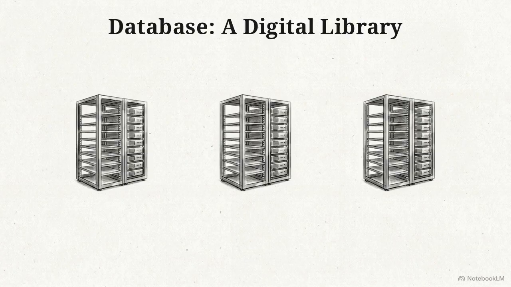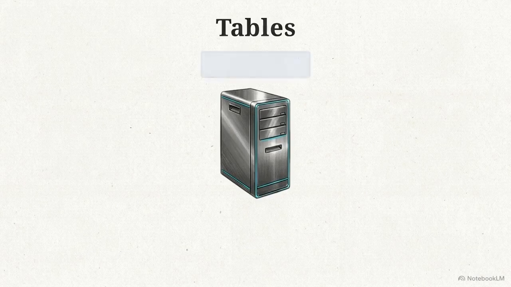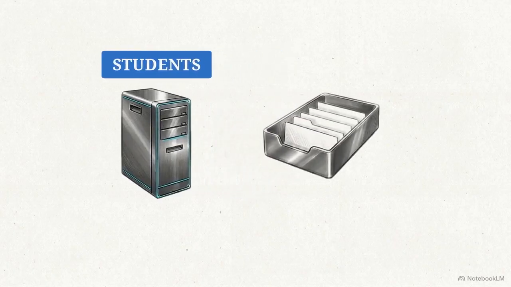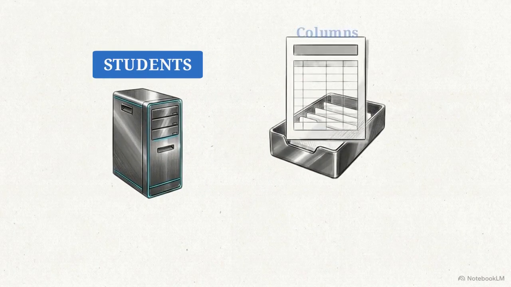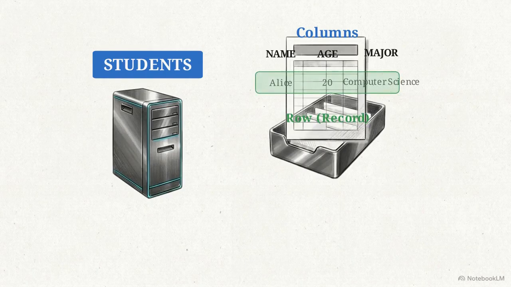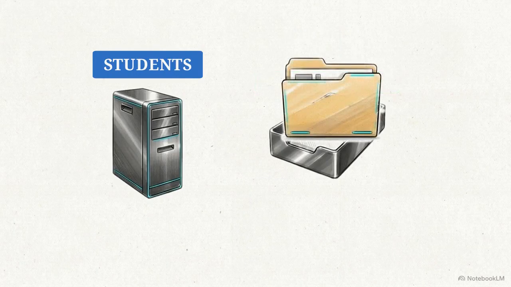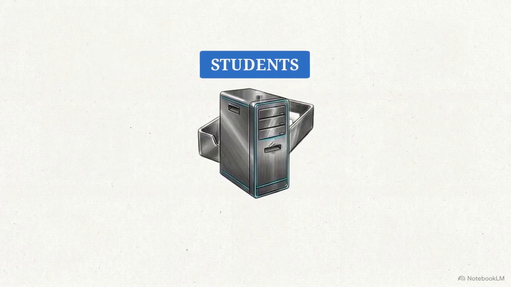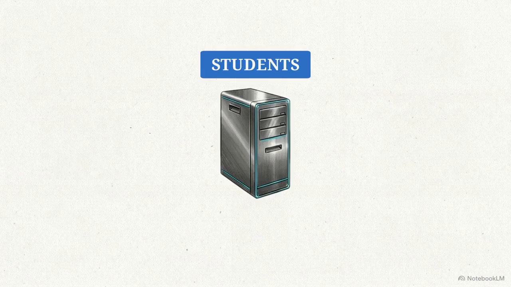To achieve that kind of speed, computers use a database, a highly organized digital library. Inside this library, you have tables. You can think of a table as a single filing cabinet dedicated to one specific subject, like a roster of students. Open a drawer in that cabinet and you find a standardized blank form. This form dictates the columns. Columns are the required categories of information every single person must provide, like name, age, and major. When you fill out that form with a specific student's details, it becomes a row. A row is one complete individual record representing a single person or item, and it tucks neatly into the cabinet.